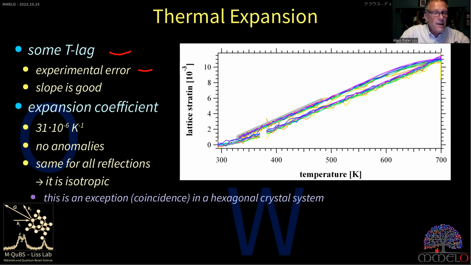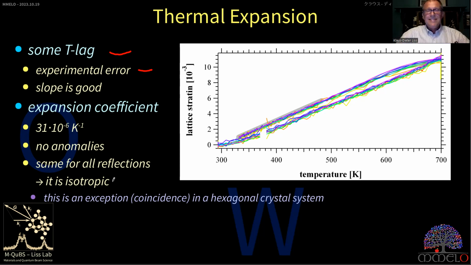There are no anomalies. Also, if I plot it for many of those reflections, they all superimpose. The strain superimposes. That means the strain, so delta L to L, or delta D to D, or minus delta Q to Q, where Q is the position of the peak, they superimpose. So thermal expansion is the same for all reflections. That means it is isotropic within the accuracy of this measurement.